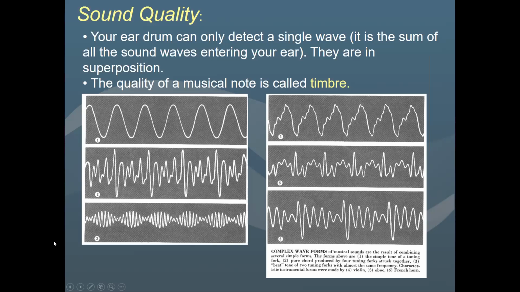Number 3, so bottom left of your screen, is a beat tone of 2 tuning forks, which almost have the same frequency, okay? And then if we look on the right side, these are going to be some individual instruments. So number 4 is produced by a violin. Number 5 is produced by an oboe. And number 6, bottom right corner of your screen, is produced by a French horn.